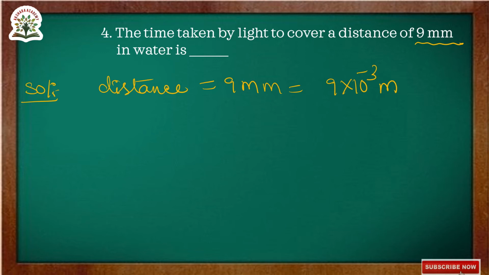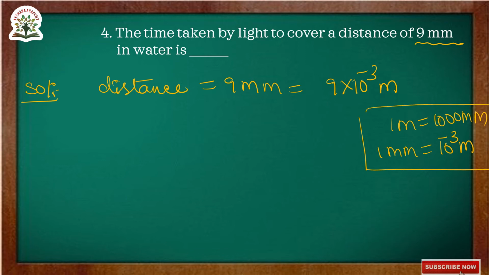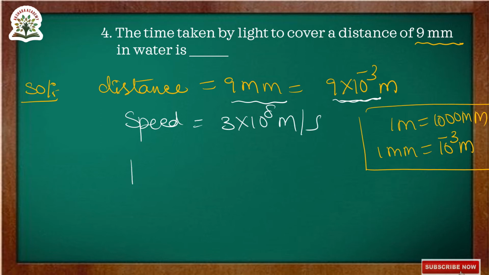Why? Because 1 meter is equal to 1000 millimeters. So 1 millimeter is equal to 1 by 1000, or 10 to the power of minus 3 meters. That's why we write 9 millimeters is equal to 9 into 10 to the power of minus 3 meters. Next, speed is equal to 3 into 10 to the power of 8 meters per second, and time is equal to, actually speed is equal to distance by time.